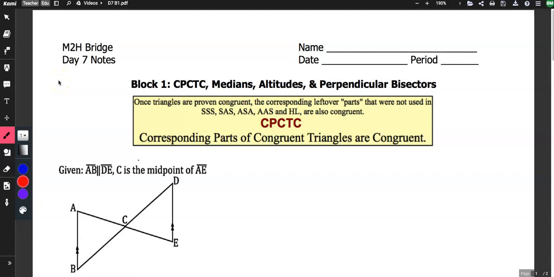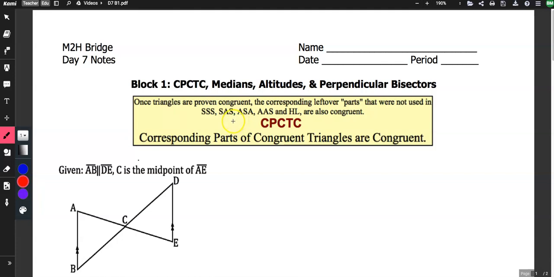Okay, hi guys. It's day 7 and block 1. So today, block 1 is going to be a lot of vocabulary and actually a lot of proofwriting. We're going to start to use that crazy acronym CPCTC and then incorporate a couple other vocabulary terms with triangles into some proofs. So let's get started with this corresponding parts acronym.